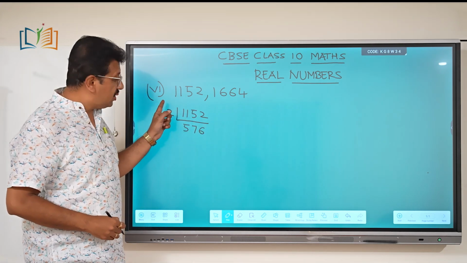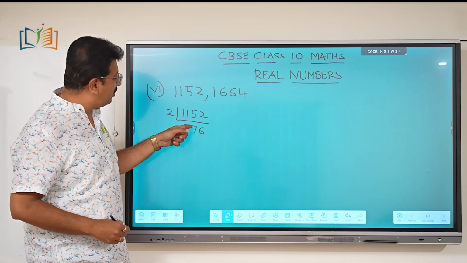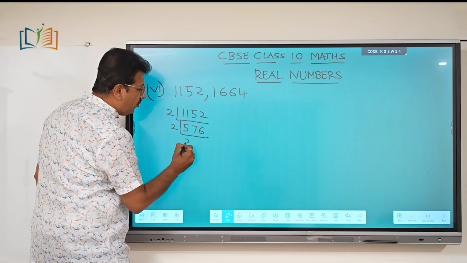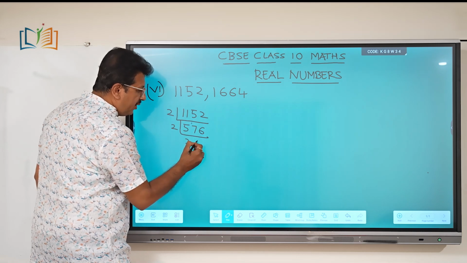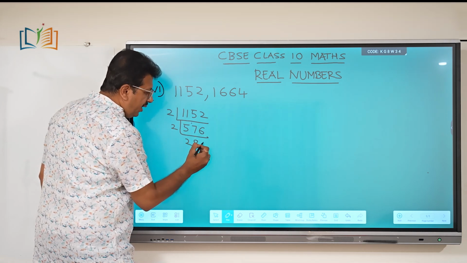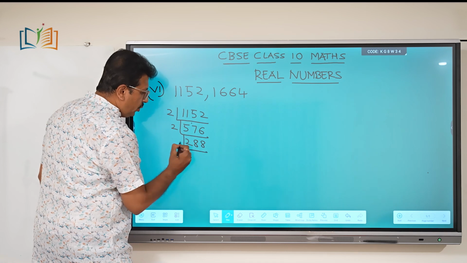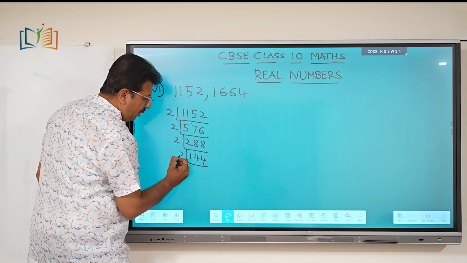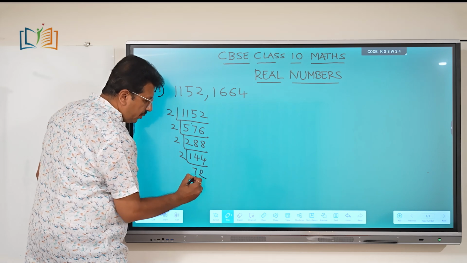I think you are able to understand now. Again, 2 table: 2 2s are 4, 1 carry, 2 8s are 16, again 1 carry, 2 8s are 16. So next, 2 1s are 2, 144s. Again 2 table, 2 7s are 14, 2 2s are 4.